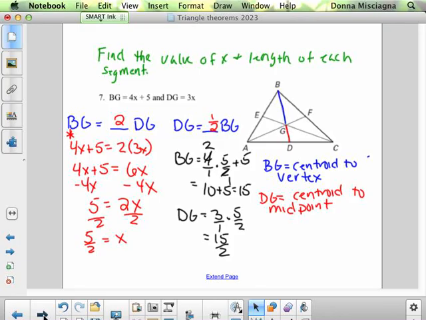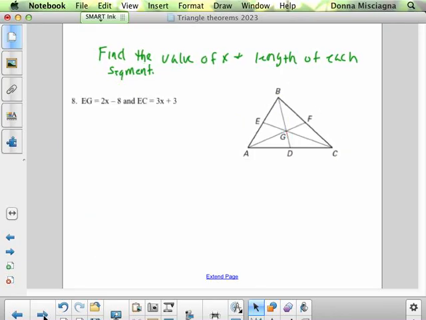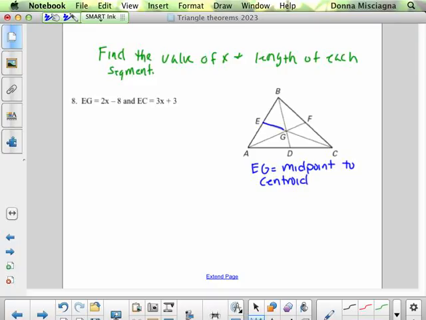And I'm probably not going to solve the next one two ways. All right, so EG and EC. All right, so let's take a look. EG is right here. EG is the midpoint to the centroid. And EC is right here. It's the whole median.